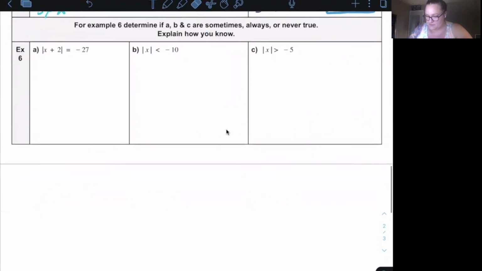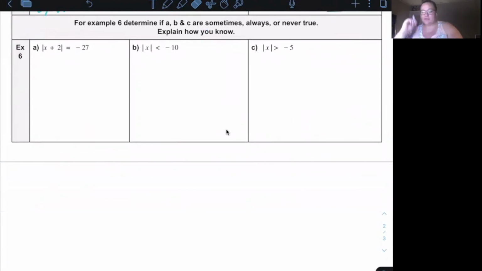Of the directions here. So for example 6, I need you to determine if A, B, and C are sometimes, always, or never true, and then you're going to explain to me how you know. So I'm going to go ahead and give you a chance to think about these answers, and then when you are ready to check your work, you can. So hit pause, and then you'll hit play when you're ready to check your work. Go for it.